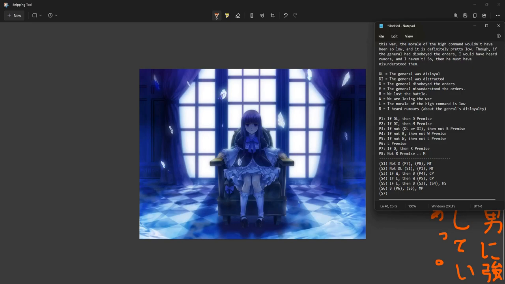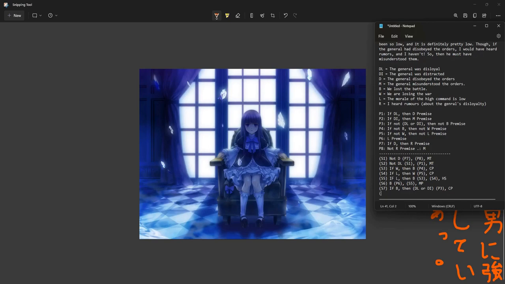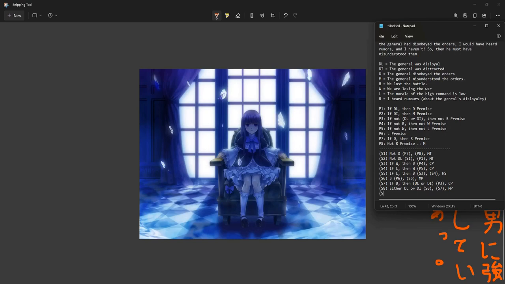Awesome. S7 is if B. There it is. Then, open parentheses, DL or DI, which is just P3, and then it's the same thing, CP. Simple enough so far. Nothing too complicated. Now we can separate them. So, S8 will be either DL or DI, and we get that through S6, comma, S7, comma, and that will be through modus ponens. And then, we have S9, which will be DI, through S8 and S2.